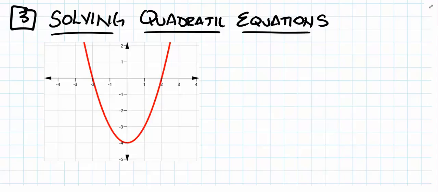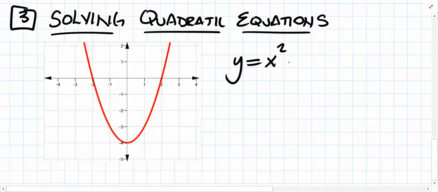Okay, the last two boxes are going to be dedicated to how to solve a quadratic equation. So far, all we've been doing is looking at quadratic functions and expressions, and we haven't actually learned how to solve them yet. So I have this example for you. This is the equation y equals x squared minus 4. Okay, so this is that function y equals x squared minus 4.